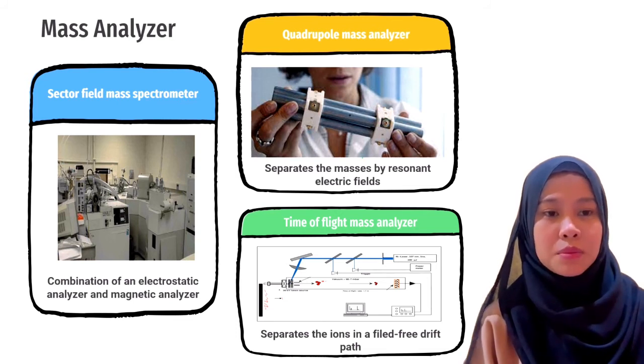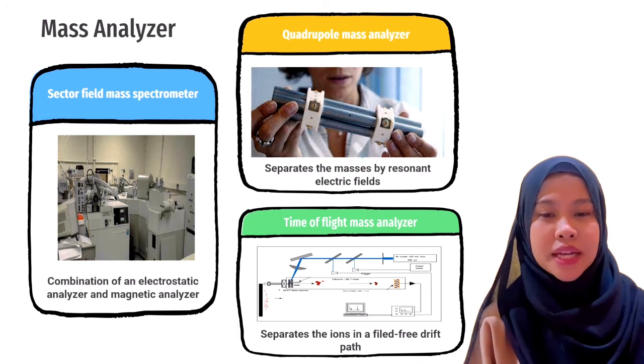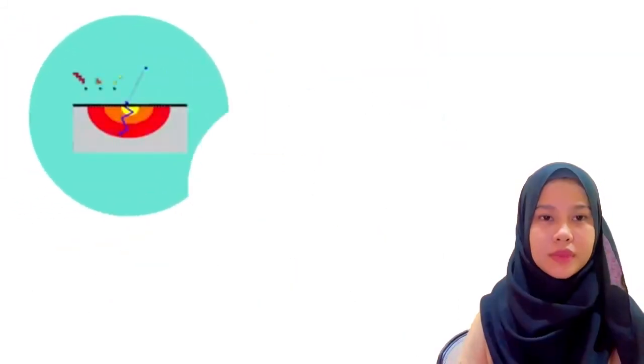Since all ions possess the same kinetic energy, the velocity and therefore the time of flight varies according to mass. It requires pulsed secondary ion generation using either a pulsed primary ion gun or pulsed secondary ion extraction. It is the only analyzer type able to detect all generated secondary ions simultaneously.